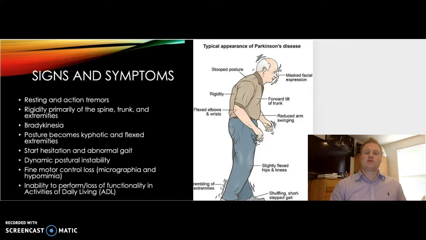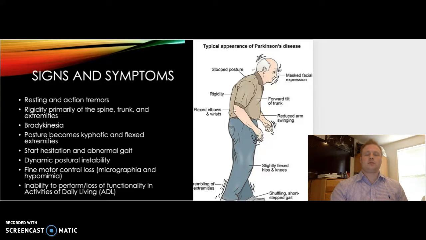As for fine motor control loss, also known as micrographia and hypomimia, micrographia makes them unable to carry out certain activities of daily living that require fine motor function, such as the ability to cut food, handle utensils properly, have legible handwriting even. And for hypomimia, that causes them to have trouble communicating or making facial expressions, almost as if they're frozen, and the inability for those facial muscles to fire.